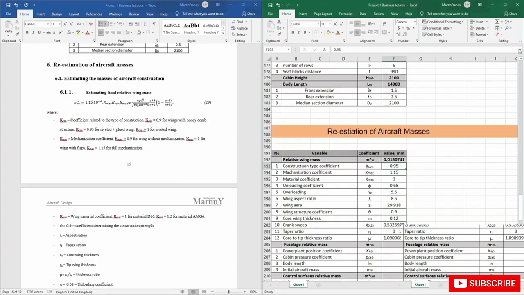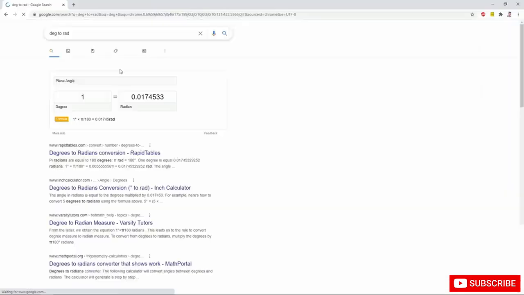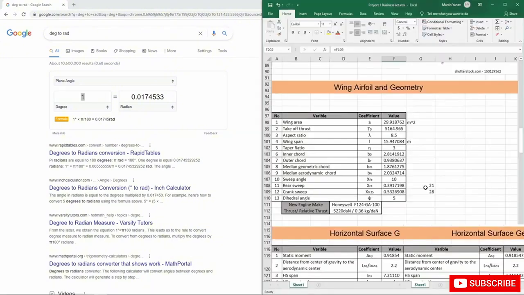So you can see the whole equation here, but as I told you, we made a mistake here because this angle should be in radians. So what I will do now is simply write in Google degrees to radians, and our angle in degrees was equal to 28.